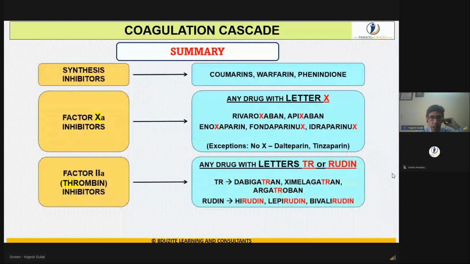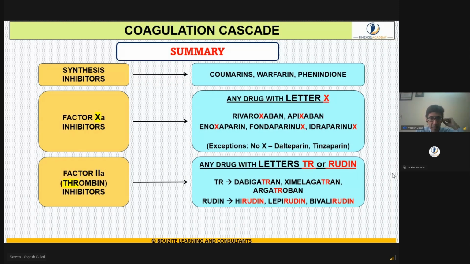In factor 2A inhibitors, all drugs have the letters TR. Factor 2 is thrombin, we know. So thrombin has TR. So any drug with the letters TR or rodin is a factor 2 inhibitor: dabigatran TR, simelagatran TR, argatroban TR, or rodin. So this is pretty simple, I think.